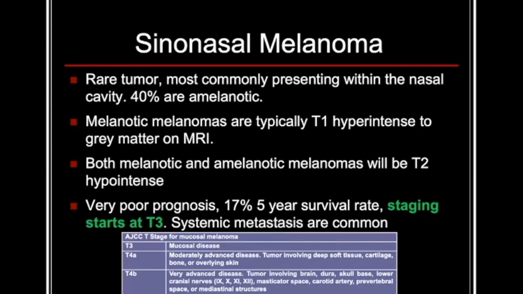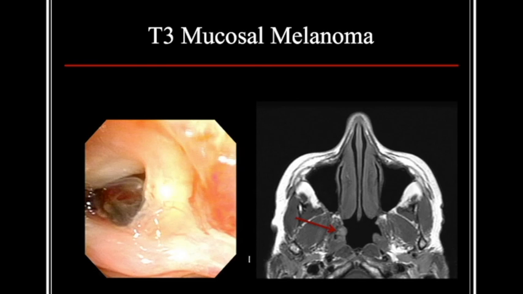Another aggressive tumor is the sinonasal melanoma. This is a relatively rare tumor. It can be both melanotic and amelanotic, with 40% not having melanin, being amelanotic. The melanotic melanomas are typically T1 hyperintense, but both of them will be T2 hypointense due to their cellular nature. The interesting thing about this tumor, it has a very poor prognosis. In fact, the AJCC staging system for sinonasal melanoma starts at T3 because there's only a 17% 5-year survival rate, and systemic metastases are very common.